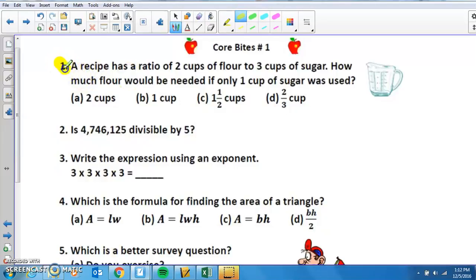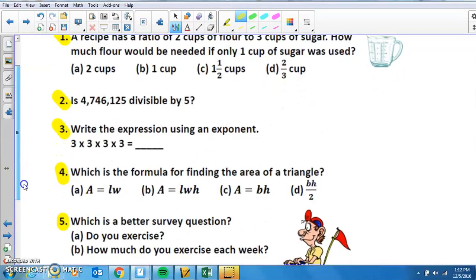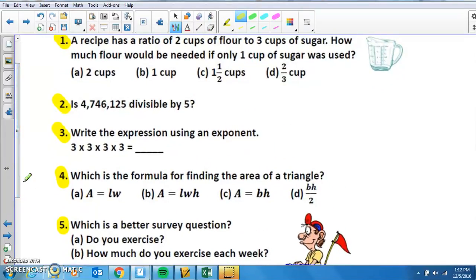Label it in your notes, chord bites, number 1, and you're going to have several of these today that you need to work on. Do number 1, number 2, number 3, number 4, number 5. I thought there was number 6, but just 5. Pause the video and work through this. You don't have to copy the problem down, just answer these. Then go on to the next one, and I'm going to be coming around checking your information.